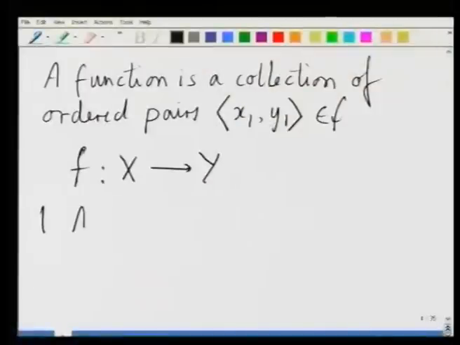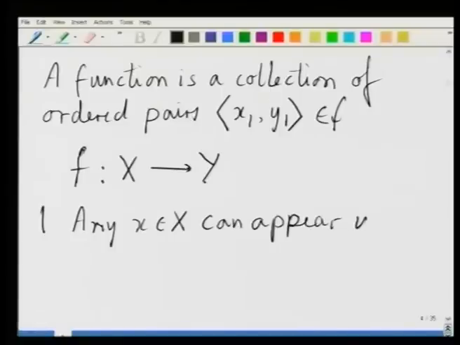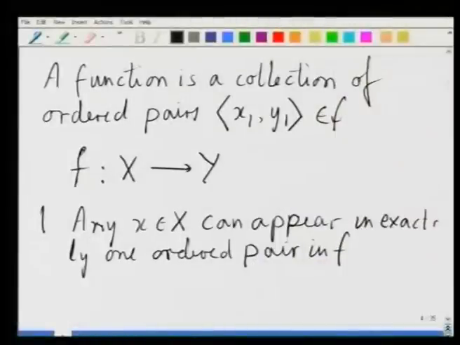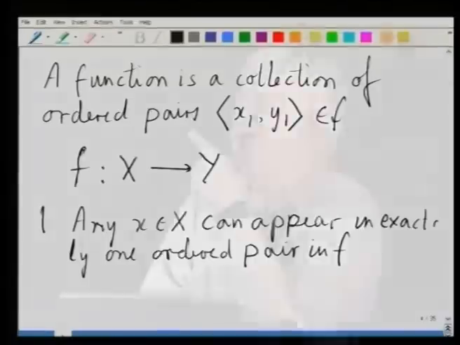No more than 1, no less than 1. That is a very important property, and because of this property, any particular x in X can only be associated with a particular y in the set Y.